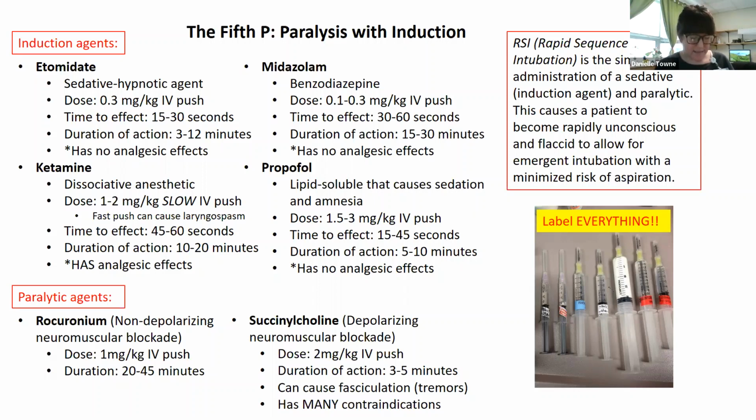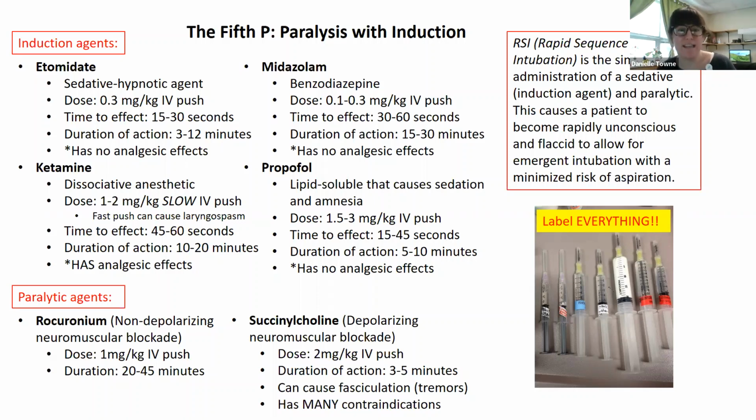Midazolam. So Versed is a benzodiazepine that can be used with a common dose of 0.1 to 0.3 mg per kg as an IV push. And it only takes about 30 to 60 seconds to get into the system and lasts about 15 to 30 minutes, depending on the patient. And it, again, doesn't have any pain properties.